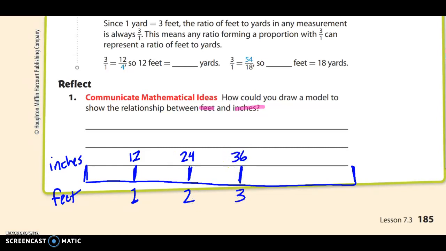And if you wanted to, you could even divide these sections into 12 sections. 1, 2, 3, 4, 5, 6, 7, 8, 9, 10, 11, 12. Now I'm not going to do that for all of these because it's super messy. But that's what we're trying to picture here, that 12 inches is equal to a foot.